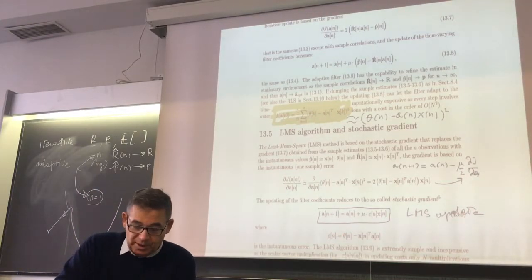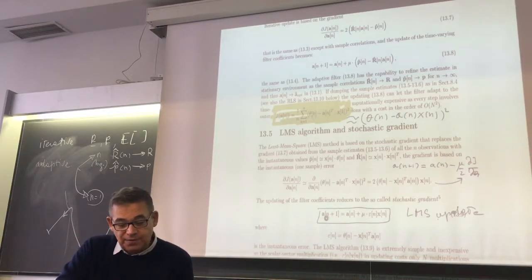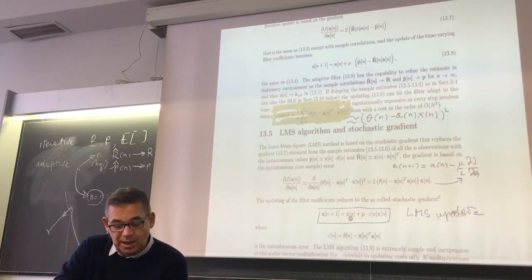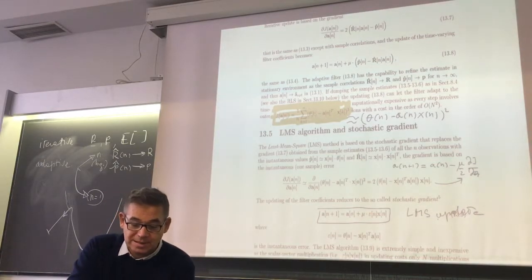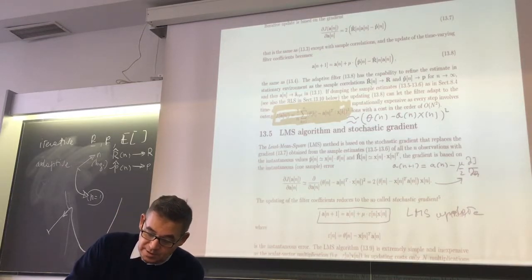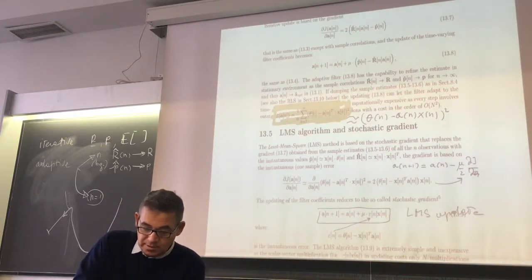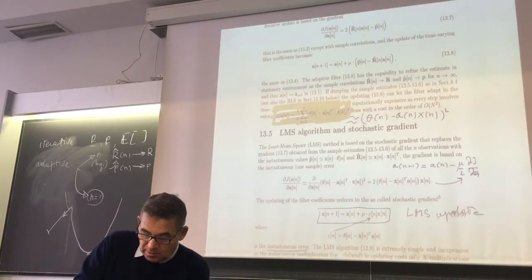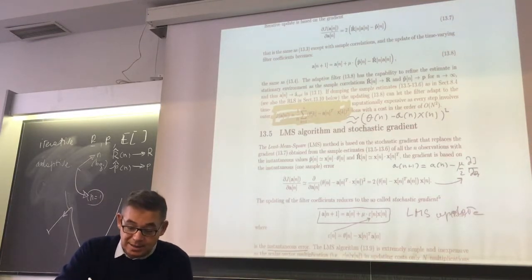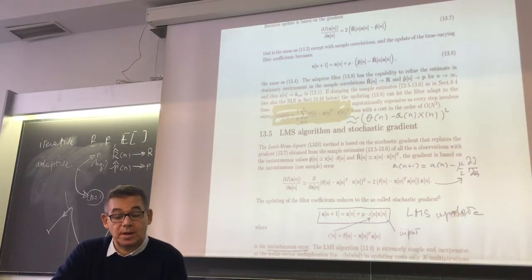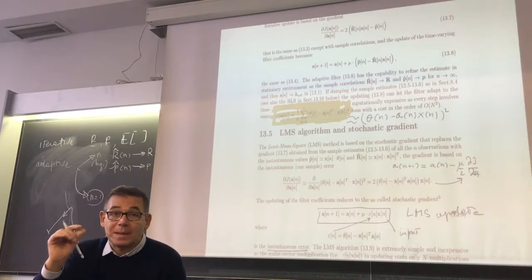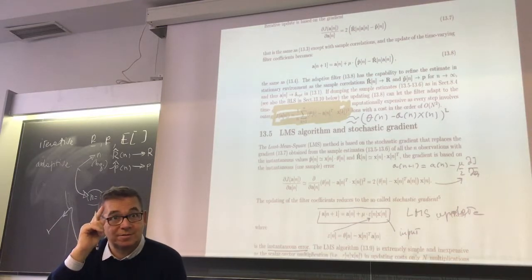Let's read the formula. The filter at iteration n plus 1 is equal to a(n) plus mu. Mu is the step size. Epsilon is the error, but the instantaneous error. That is the instantaneous error, and this is the input, the input that I give. Now, the formula is so simple. In implementation, it takes one line. One line.